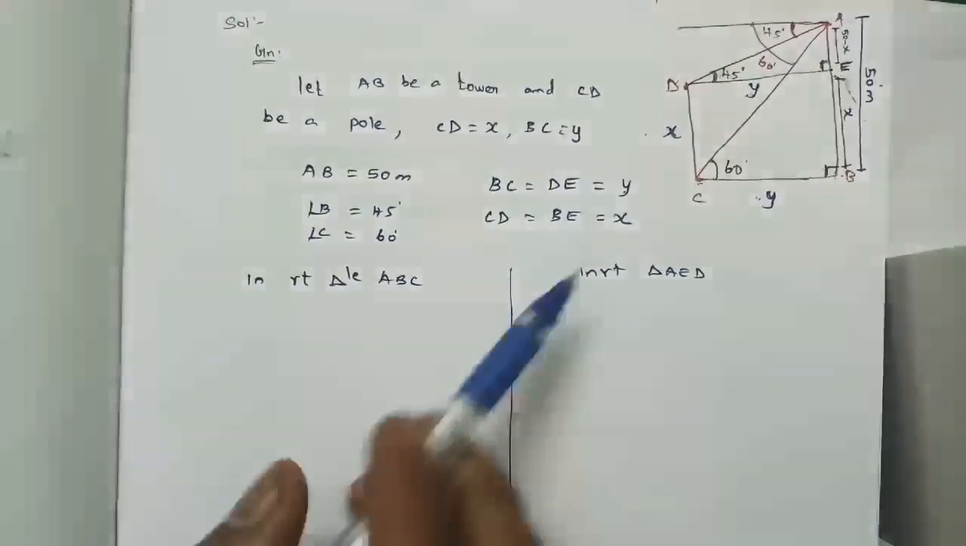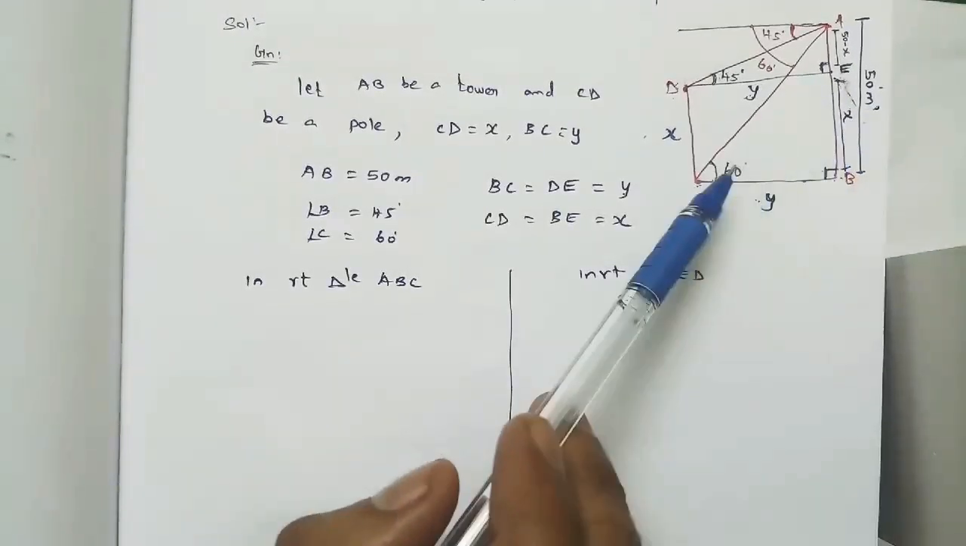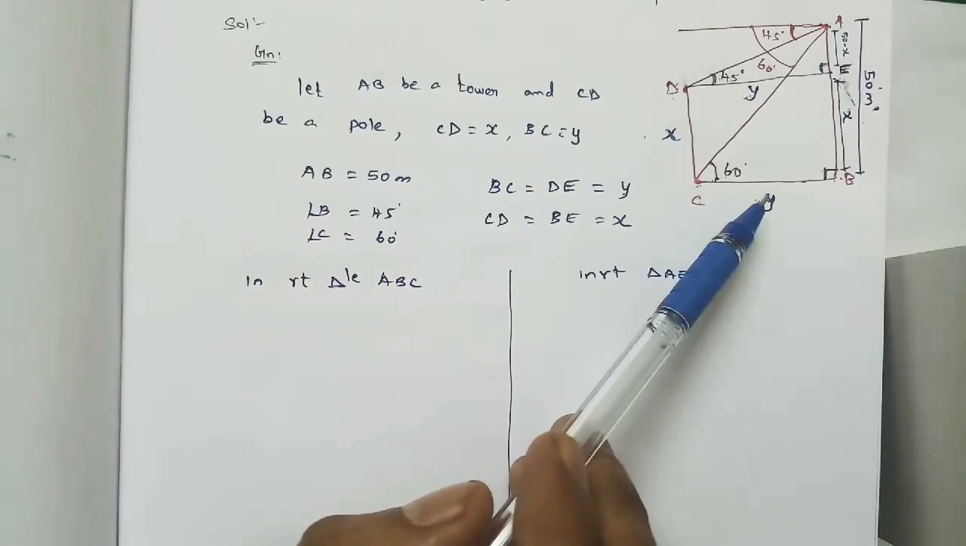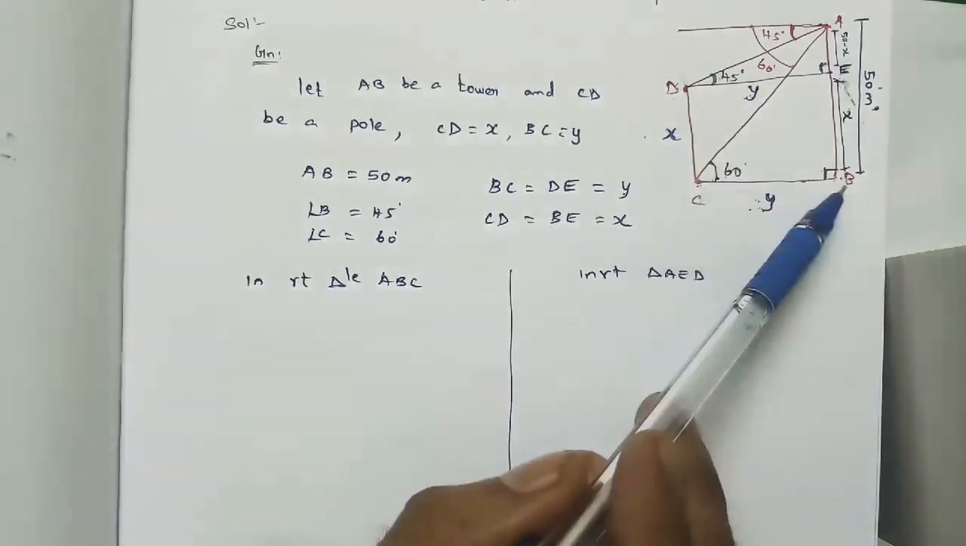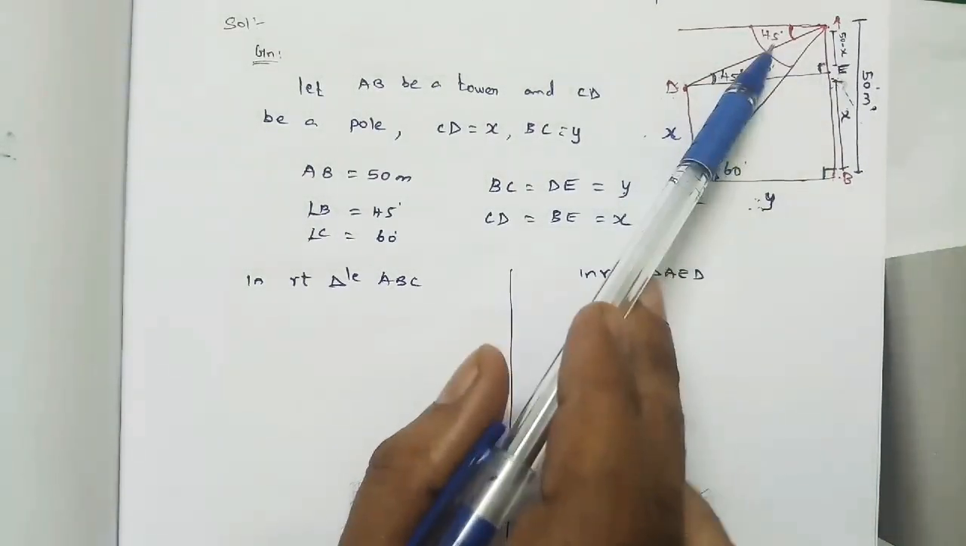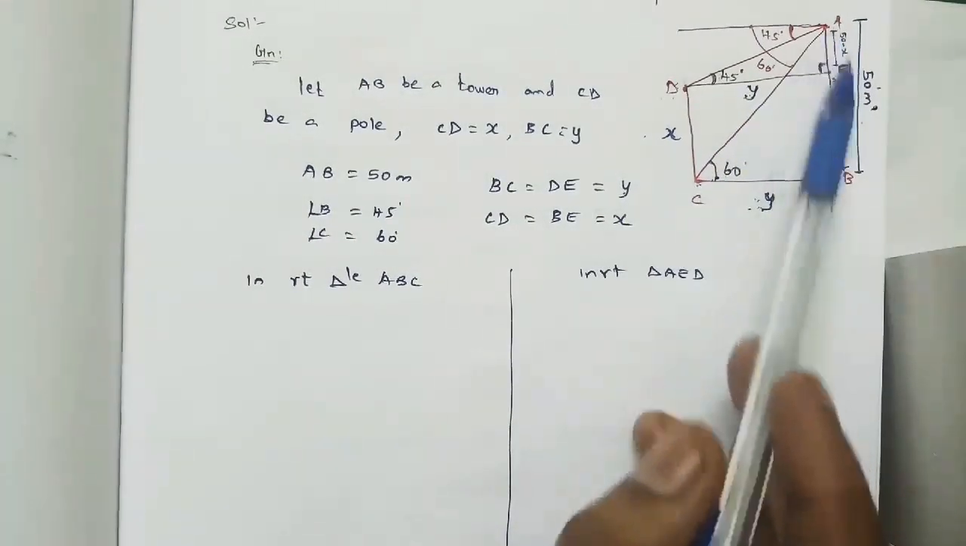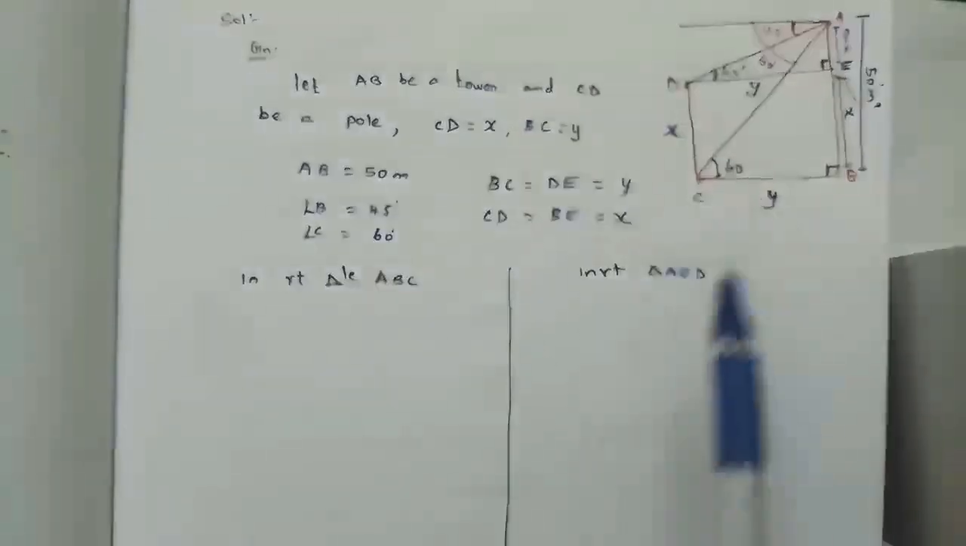In right triangle ABC, we know one side and one angle. We want to find y. Why am I finding the value of y? Because BC is equal to DE, and for the second right triangle I need the value of y. Then only we can find the value of AE. That's why I am finding the value of y.